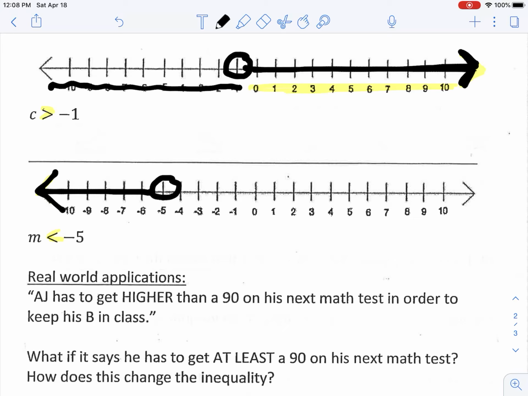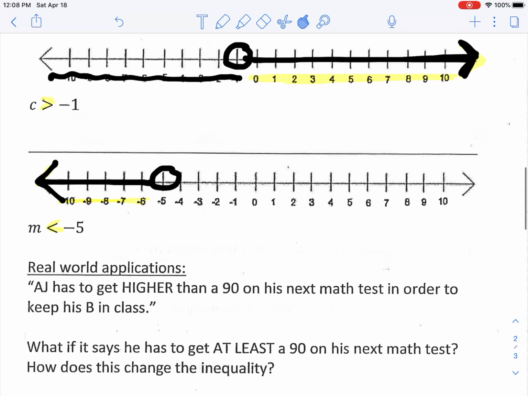So this could mean the temperature outside was less than -5. The temperature outside was less than -5. If the temperature was less than -5, it couldn't be -5. So that's going to be an open circle. If the temperature was less than -5, it could have been -6, -7, -8, -9, brr, or -10. So that's going to stay an open circle.